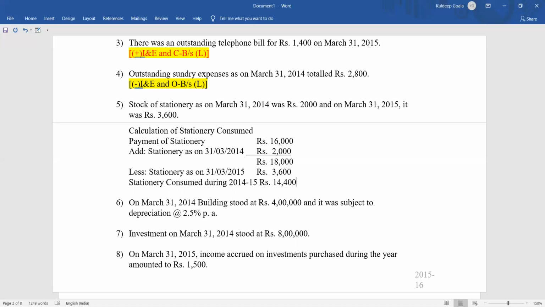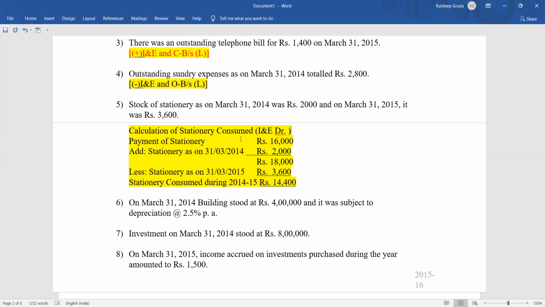Right, 14,400 rupees. So this is nothing but the stationery consumed, which will be shown in the income and expenditure account. This total will come in the income and expenditure account, debit side. This total I will just mention here. It will collectively come in the income and expenditure account, debit side.